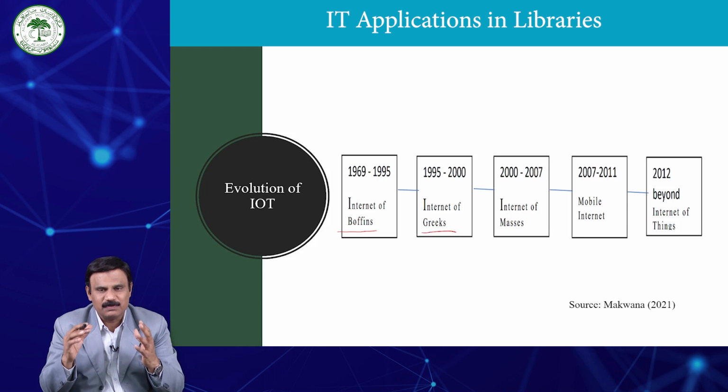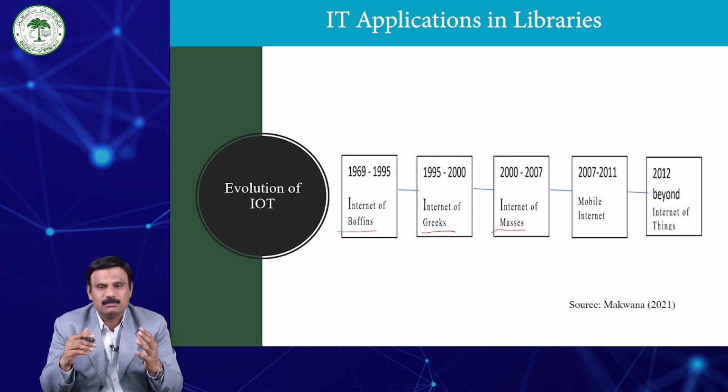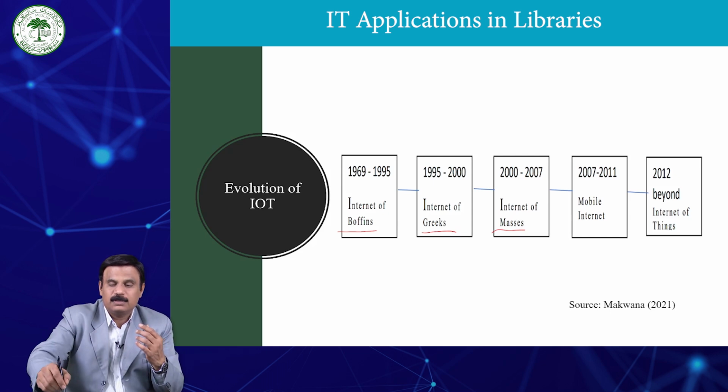And during 2000 to 2007, it is known as the Internet of Masses. The Internet became mainstream, accessible to a broader audience. The key developments of that period were the dot-com boom, the rise of search engines like Google, and social media platforms like MySpace, Facebook, etc. E-commerce also flourished during 2000 to 2007, and Amazon, eBay, Alibaba and similar e-commerce websites became popular during this period. Another landmark development you will find in the period of 2000.